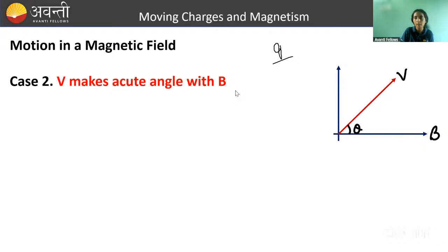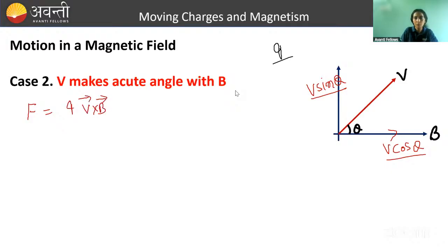यहाँ पे क्या होगा? इस वेलोसिटी के टू कंपोनेंट्स होंगे. वन कंपोनेंट इज v cos थीटा. ध्यान से देखना सभी लोग. अदर कंपोनेंट इज v sin थीटा. ठीक है. दिस इज v cos थीटा, दिस इज v sin थीटा. नाउ will there be any force acting because of v cos theta component of velocity? Force का फॉर्मूला क्या है? q v cross b. ठीक है.